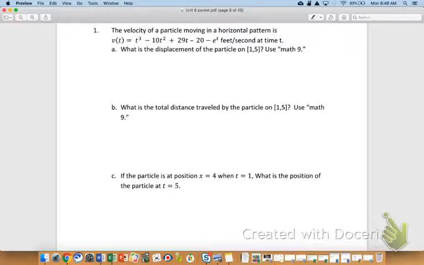And C is a little bit of an extension of that. And up here on the screen you can see I asked, hey, what's the displacement of the particle on the interval from 1 to 5? And then I say use Math 9. I would just encourage you on your calculator, push Math, push 9, and see what shows up. And I'd be willing to bet that you're able to figure out how to use it.